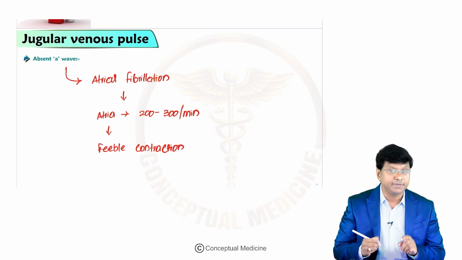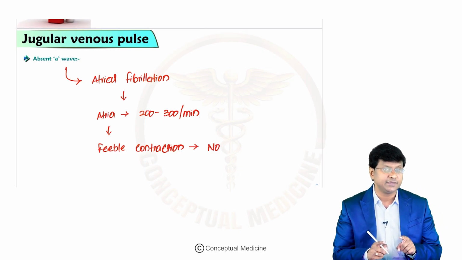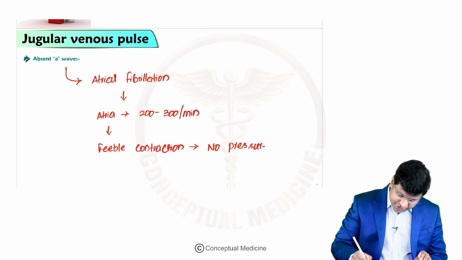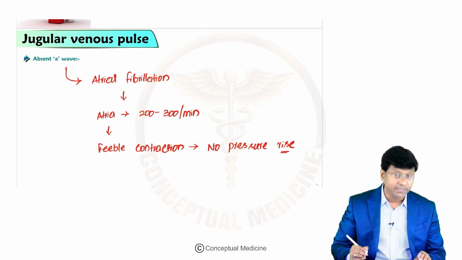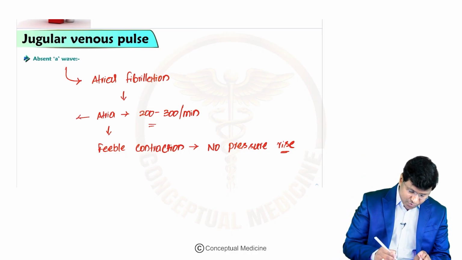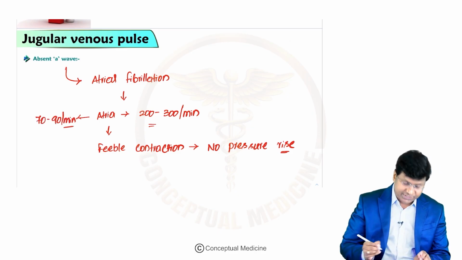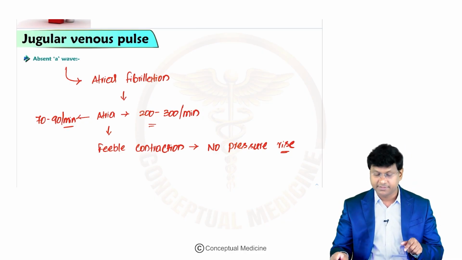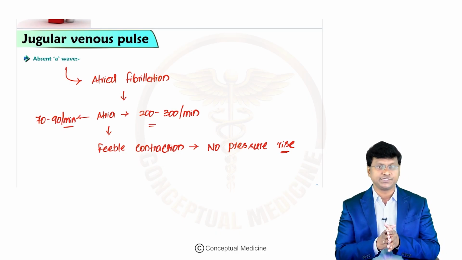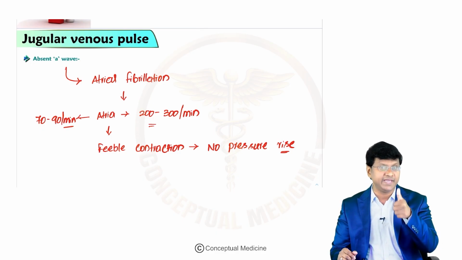So when there is a feeble contraction, will there be any pressure rise in the atria? No. There is no pressure rise because it's just a feeble contraction. Why? Because normally the atria has to contract at a rate of 70 to 90 per minute. When the atria contracts at 70 to 90 per minute, it will be a complete contraction, right? Thereby, there will be a pressure rise in the right atria and thereby you will have a wave.